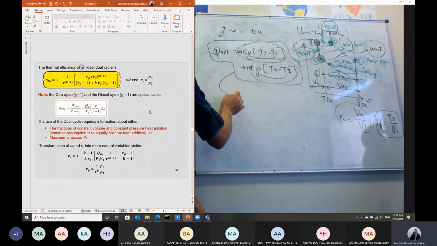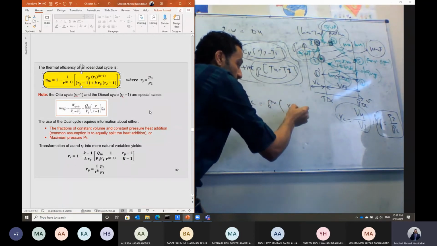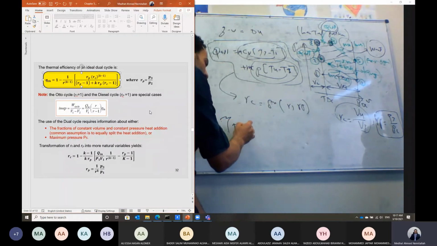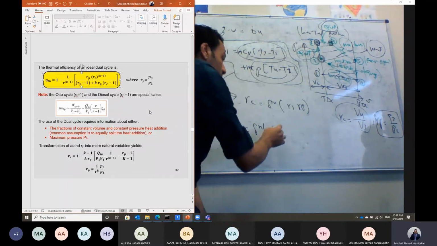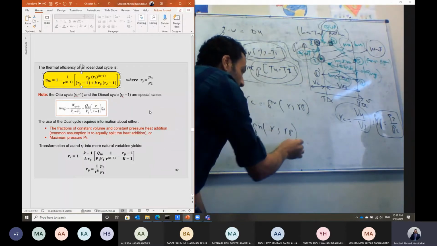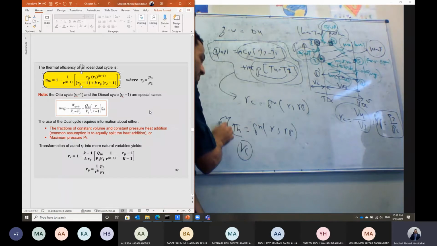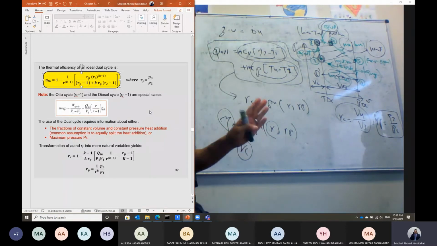So based on this relationship, we can get the cutoff ratio, get a relation as function of the compression ratio R and the pressure ratio RB. Then we can substitute in the thermal efficiency and we can get this thermal efficiency as function of those parameters R and RB. We can exclude in this case the cutoff ratio. Okay? So we can get the thermal efficiency as function of the compression ratio. And then we can compare all of the cycles.